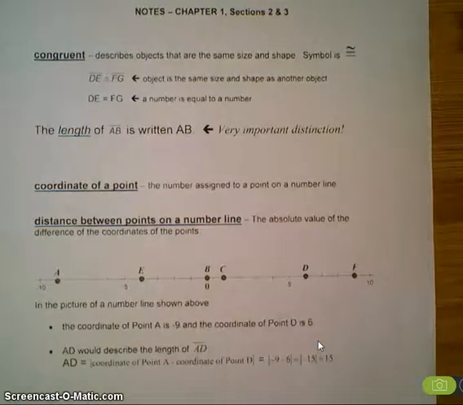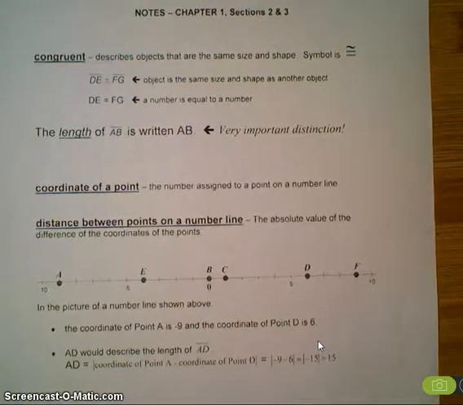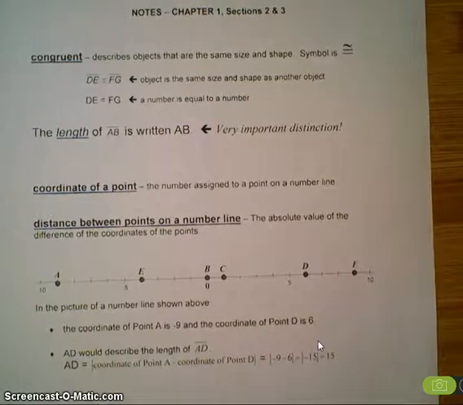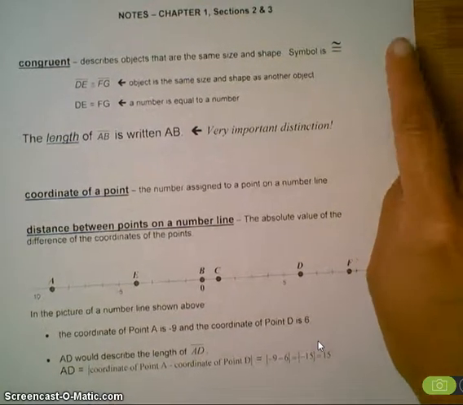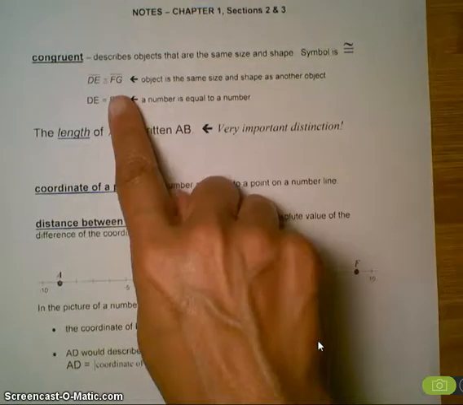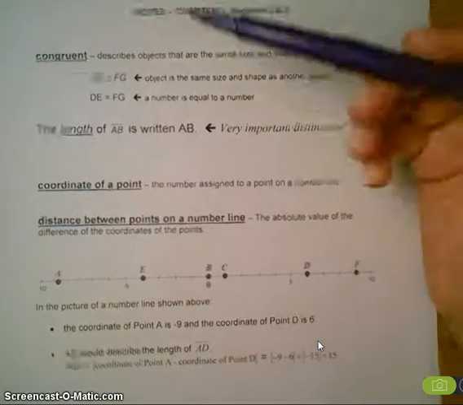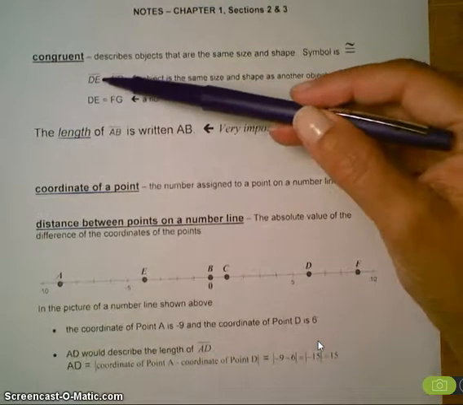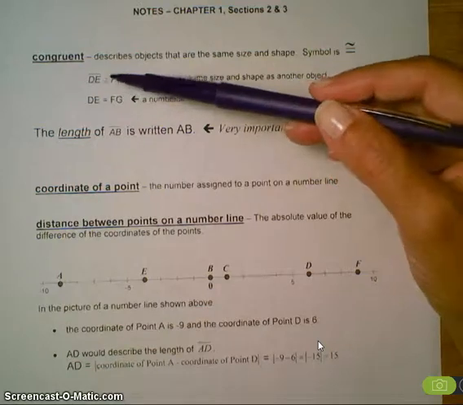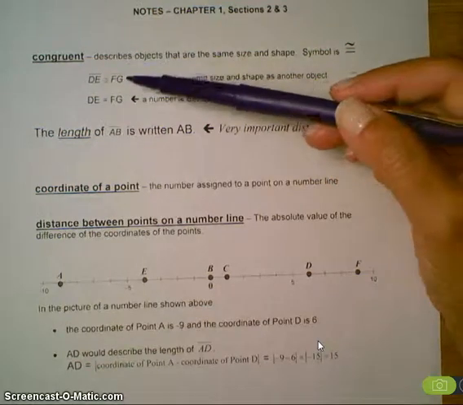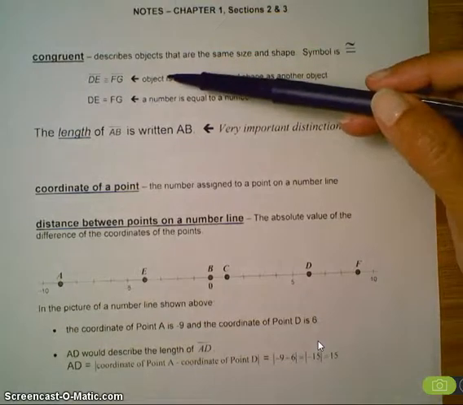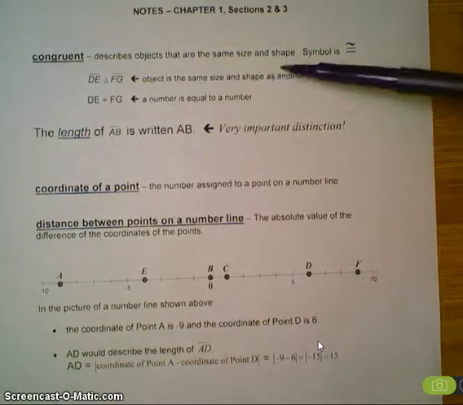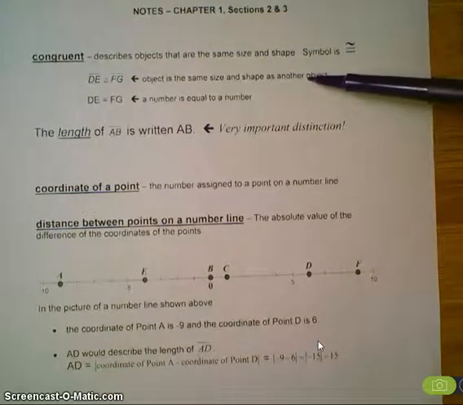Okay, on page 7, we start with the definition. Congruent is a word that's used to describe objects that have the same size and shape. The symbol is an equal sign with a tilde on top of it. Notice these two statements. In this statement, we're saying segment DE is congruent to segment FG. Again, we're saying that one object is the same size and shape as another object.